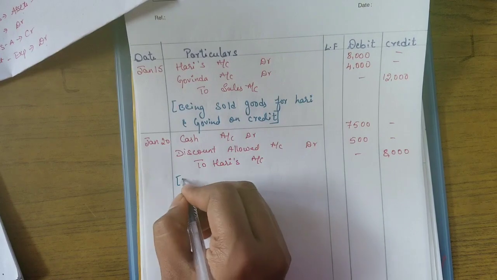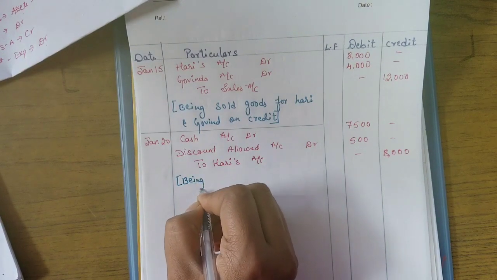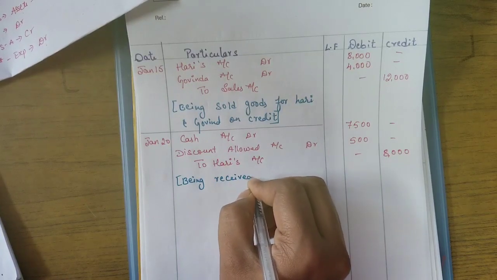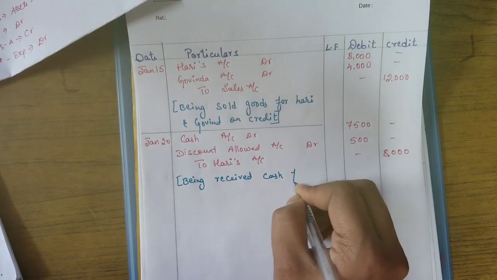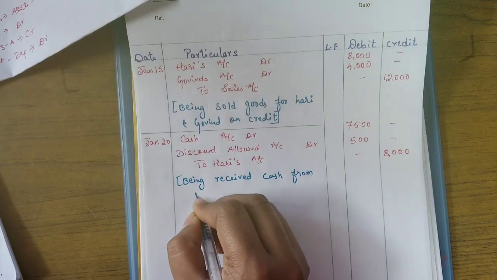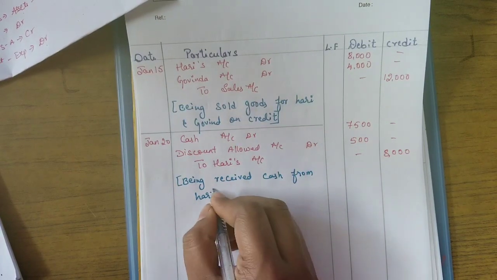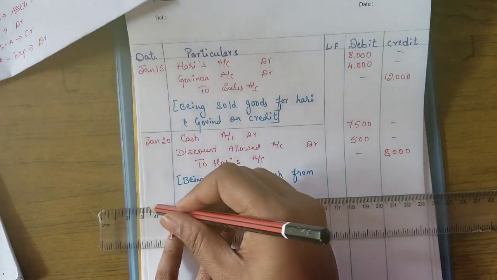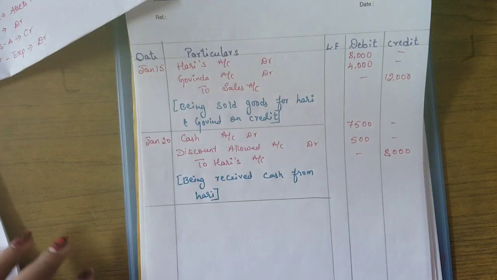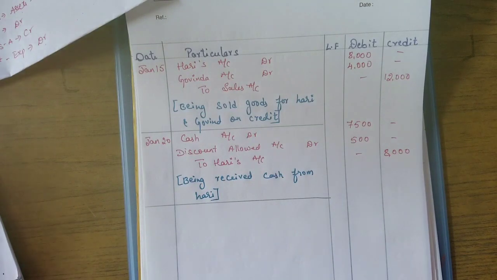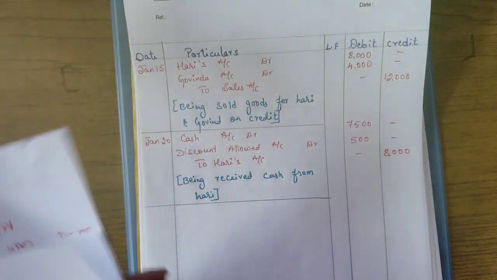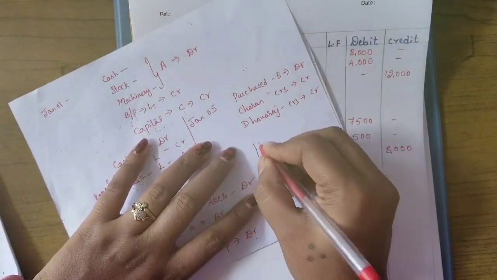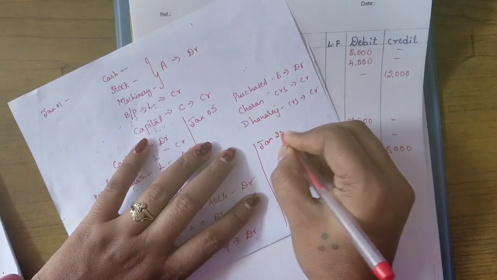Okay. Being received cash from Hari. Okay. And next entry that we have, the last entry. It's very simple. Paid salary and rent. So when you are paying, that is on Jan 25th.